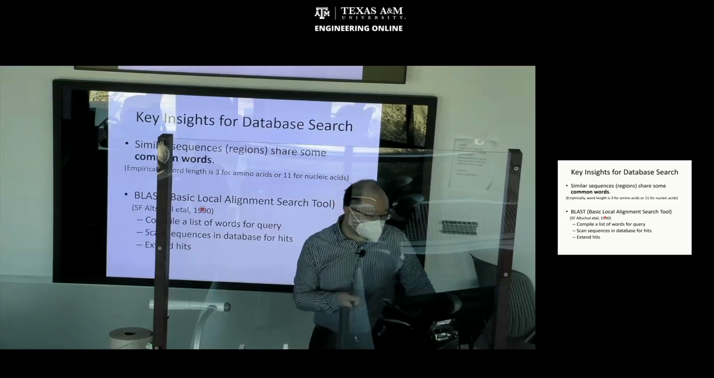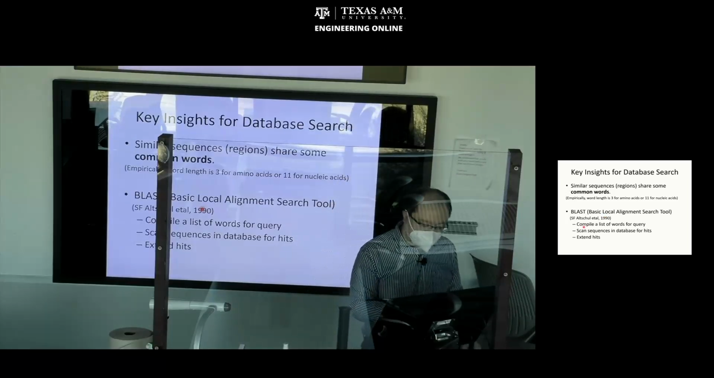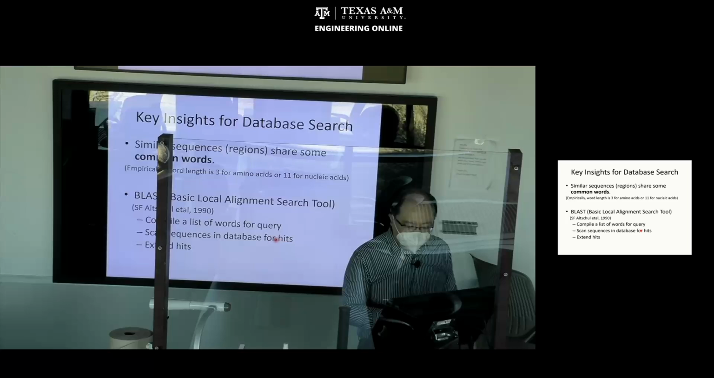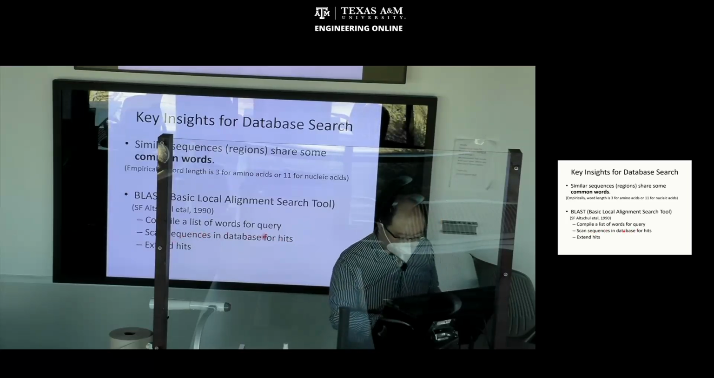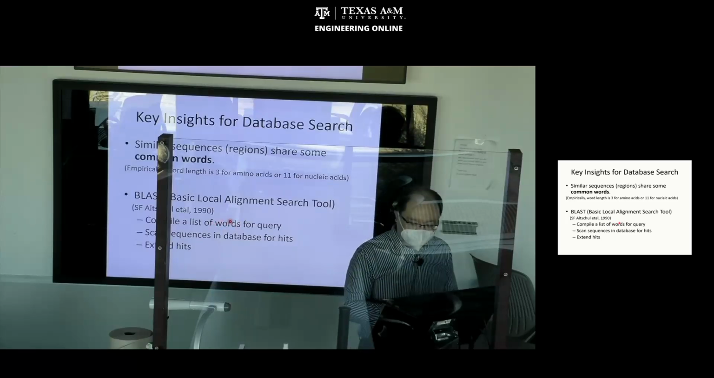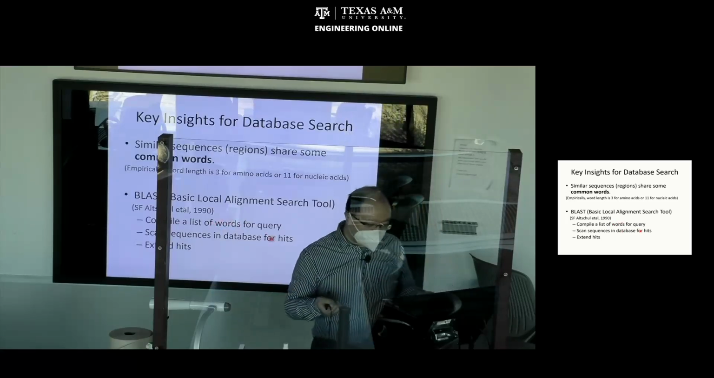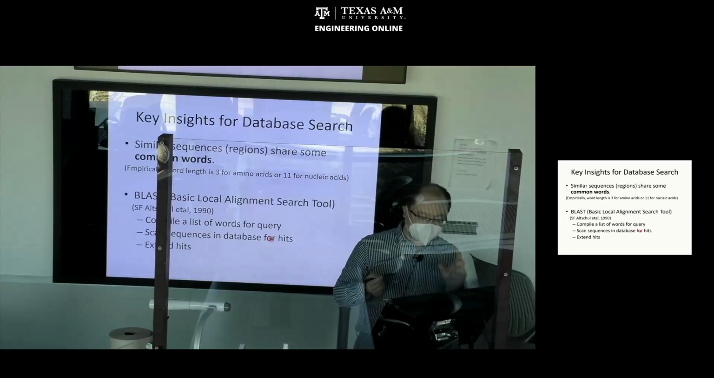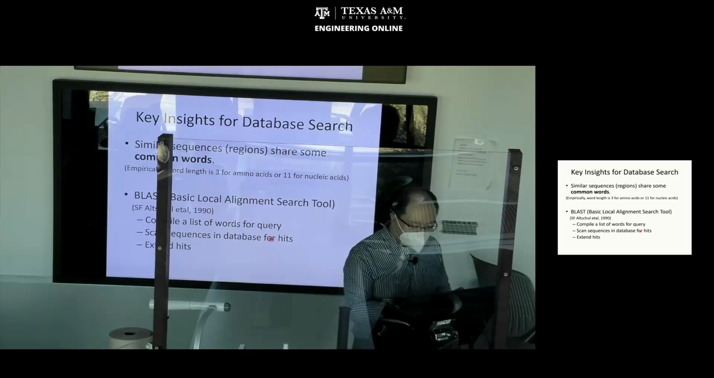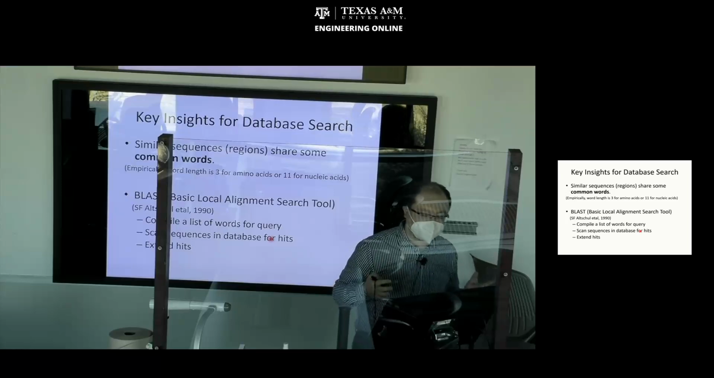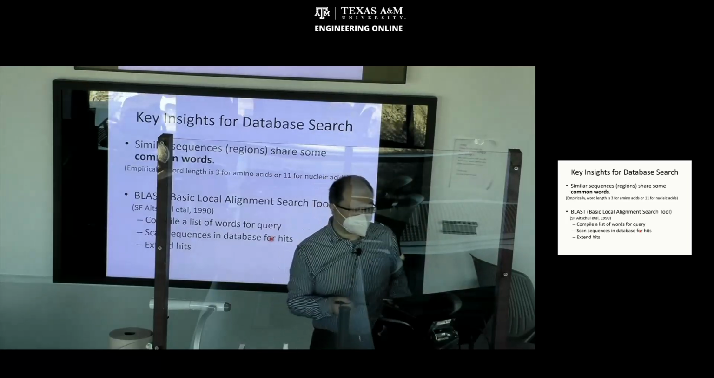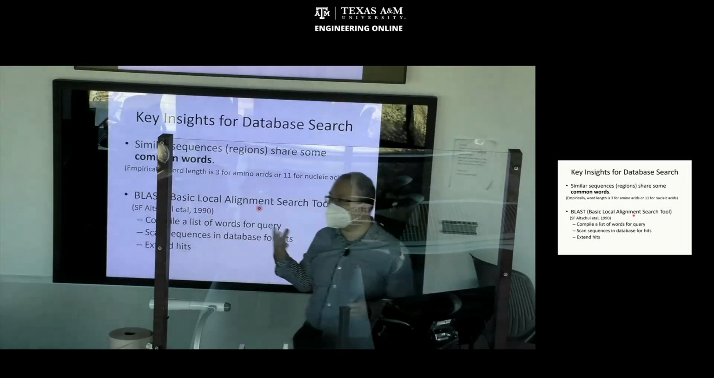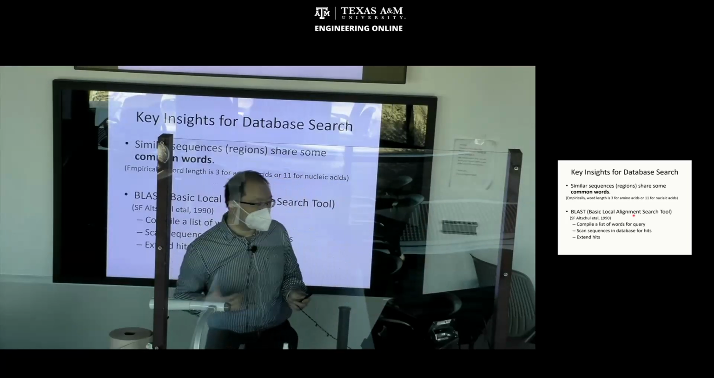So what it's trying to do is, first, we try to compile a list of words for the query, and then scan the sequences in the database for hits. So you see whether these potential candidates for templates contain those words, okay? If they do, that's a hit. Then you gradually extend the hits from the shorter words gradually into longer and longer words, right? Because you are trying to do the local alignment. You try to find the bulk of regions that are similarly shared, okay?